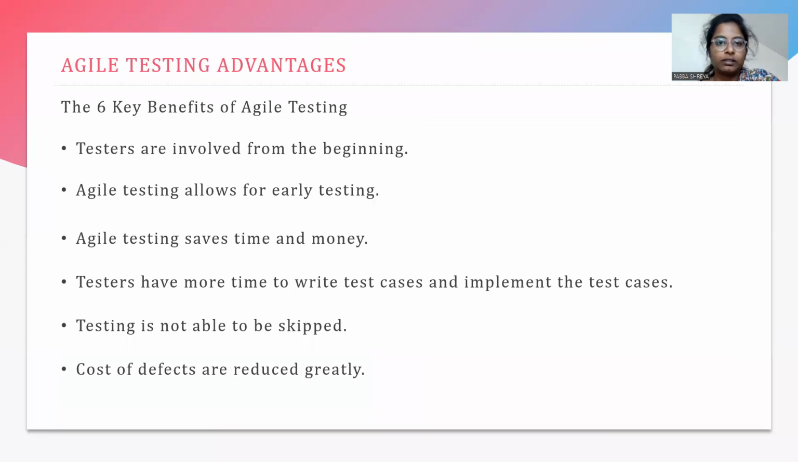Next, coming to the advantages of agile testing. The 6 key benefits of agile testing are: testers are involved from the beginning, and agile testing allows for early testing. Agile testing saves time and also money. Testers have more time to write test cases and implement the test cases. Testing is not applicable to be skipped. Cost of defects is reduced greatly.